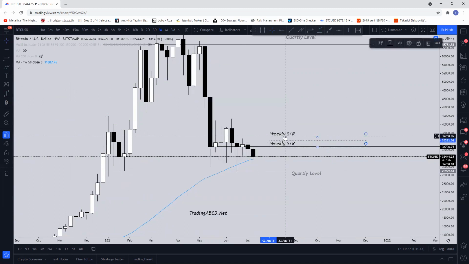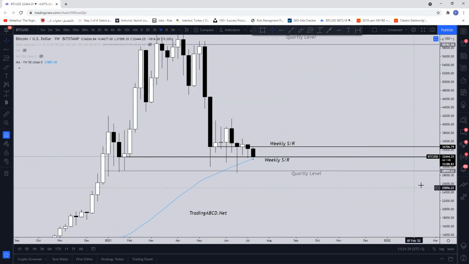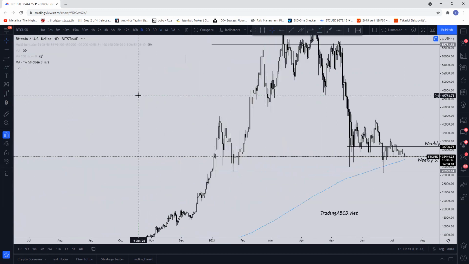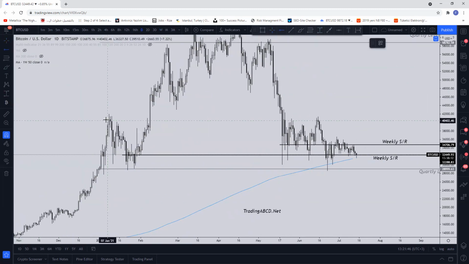And I have two of them. Okay. So the next important time frame for me is the daily. And for the daily, it's clear.